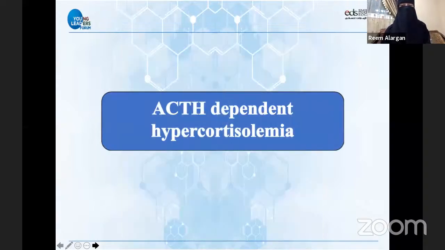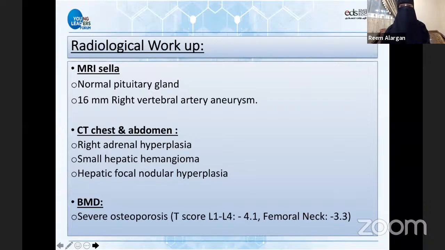So what we have now, up to this stage, is evidence of ACTH-dependent hypercortisolemia, evident by high urinary cortisol, unsuppressed dexamethasone suppression test, and persistently upper-range-of-normal ACTH level in the face of high urine cortisol and dexamethasone suppression test. So we proceeded with further imaging. We did the MRI of pituitary. However, it showed a normal pituitary gland, and incidentally, she was found to have a 60 mm right vertebral artery aneurysm.